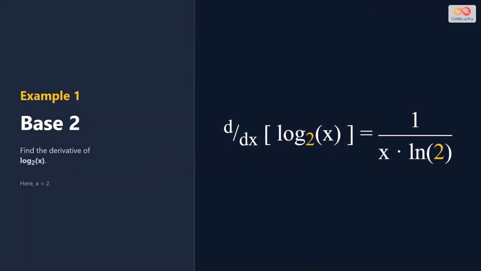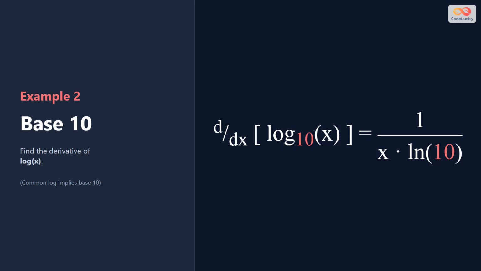Let us look at a specific example to see this in action. Suppose you need to find the derivative of log base 2 of x. Here, our base a is 2. Applying our formula, we take 1 over x and multiply the denominator by the natural log of 2. So, the result is 1 divided by x times the natural log of 2.